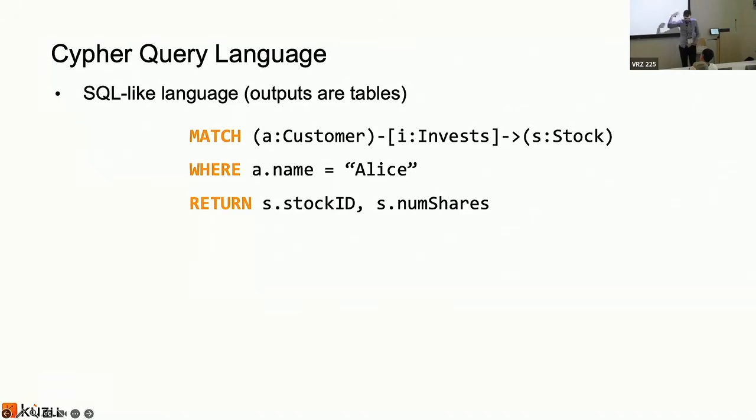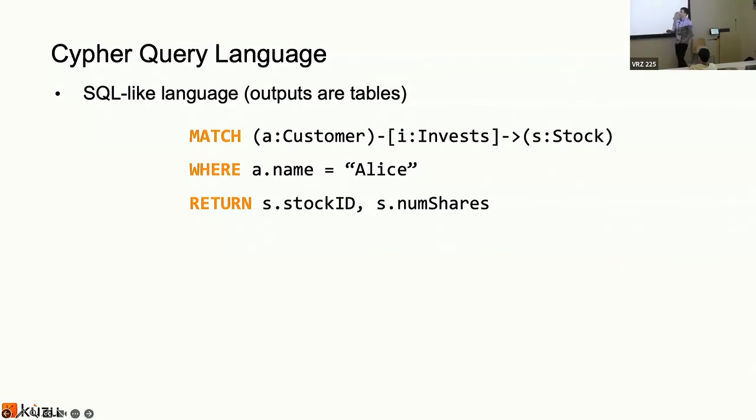SQL was designed to be a language that felt like English. So this one also feels like English. If you interpret the path in the match clause, it's asking for a customer A who invests in a stock S, where the name of the customer is Alice, and it's returning the ID of the stock and the number of shares. It's basically asking how many shares has Alice invested in each stock that she's invested in.